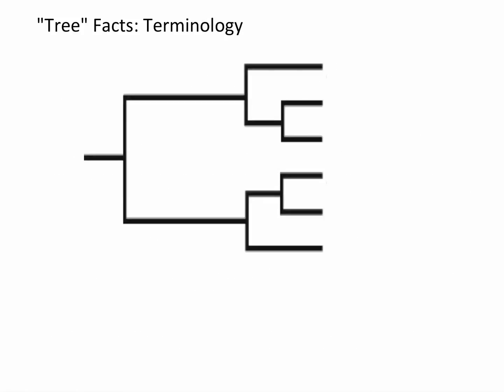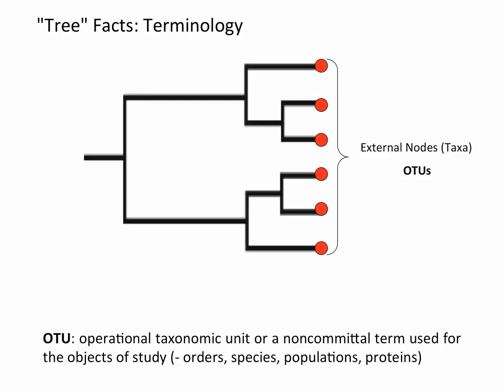The parts of phylogenetic trees include the tips of the tree branches, which represent the taxa in the study. Taxa may be at any taxonomic level: order, species, populations, proteins, genes, etc. These taxa may be called OTUs, or operational taxonomic units. They are also called leaves.